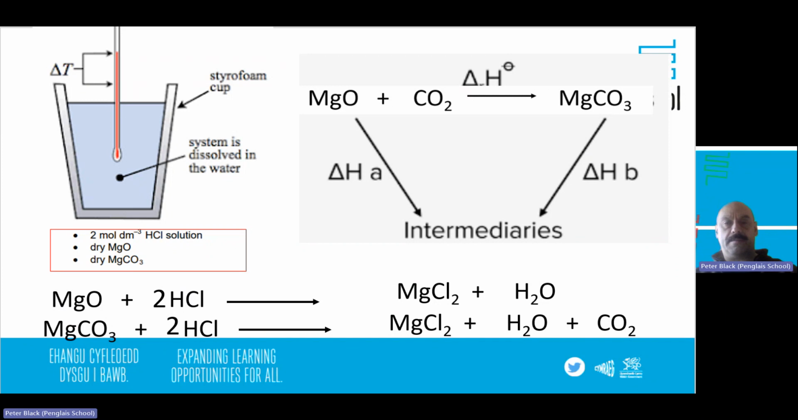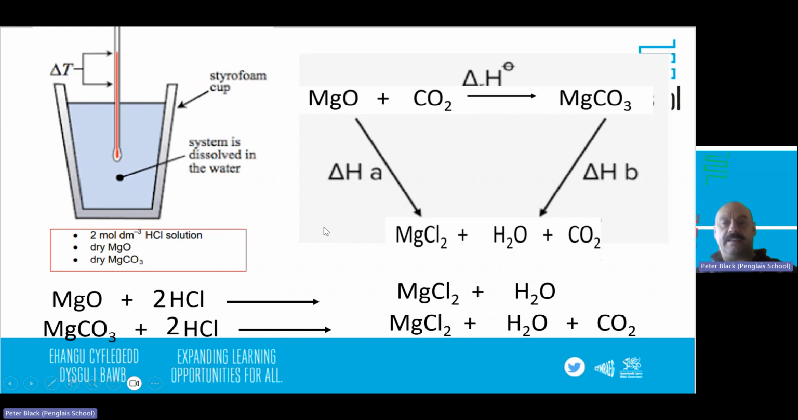Let's think about our intermediaries. What's the common thing that links both sides of our equation? Hopefully you can see it's these products here, specifically the magnesium chloride. So magnesium oxide would form magnesium chloride and water. The carbon dioxide would be unreacted, so it's just carbon dioxide still. The magnesium carbonate would form magnesium chloride, water and carbon dioxide.